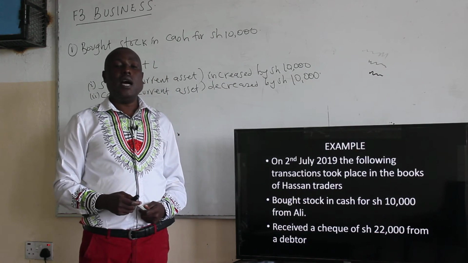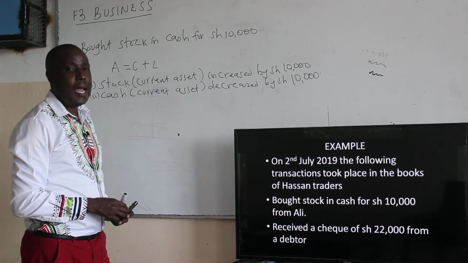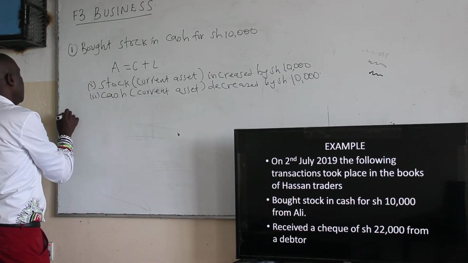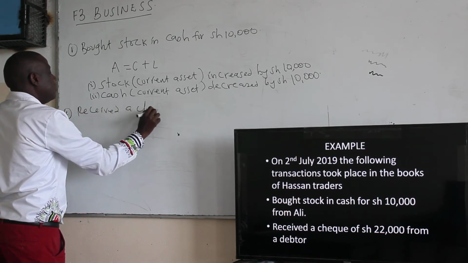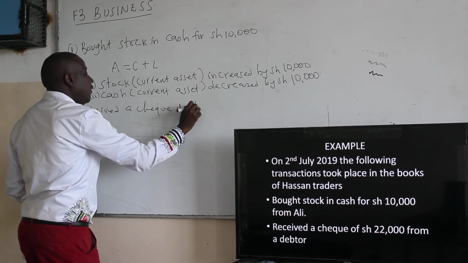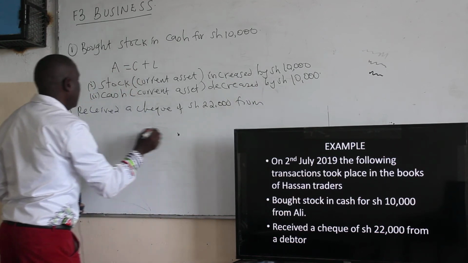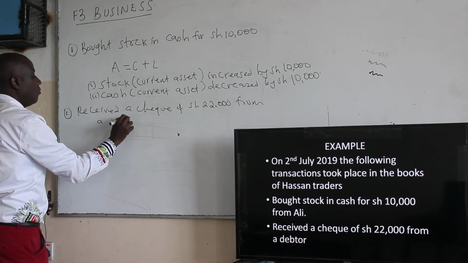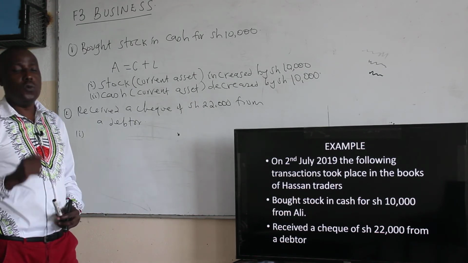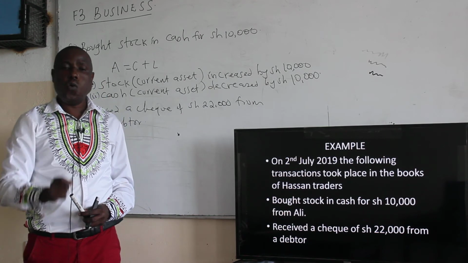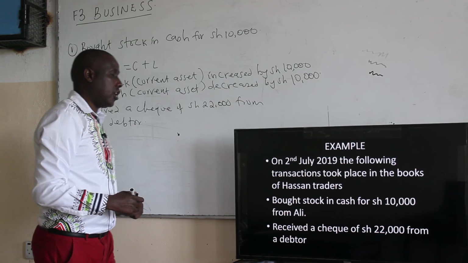The other transaction we have: received a check of 22,000 from a debtor. So, the first thing is to ask yourself, what and what are being affected in the balance sheet? We have a check.